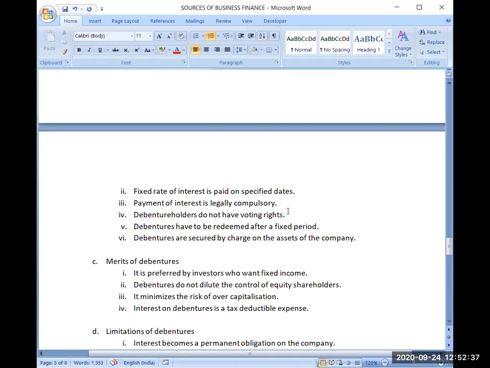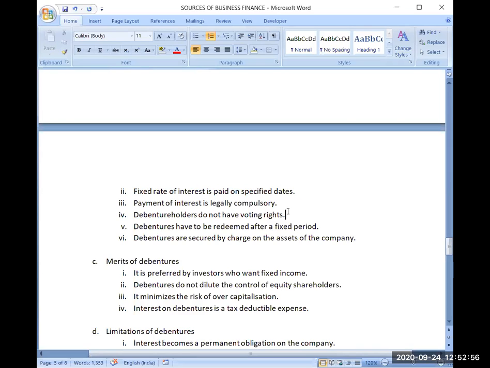Now the next point is debentures have to be redeemed after a fixed period. Obviously, whenever you are borrowing a loan, the tenure has to be decided for how much time you are borrowing the amount. So on the certificate it will be clear on what date the amount will be returned back.